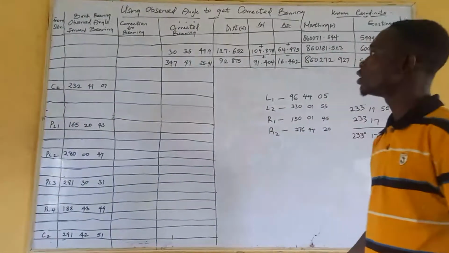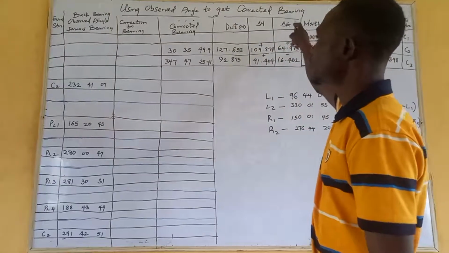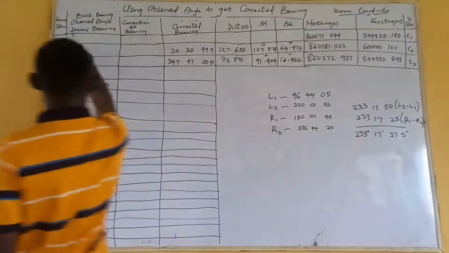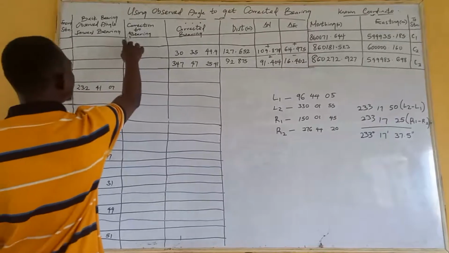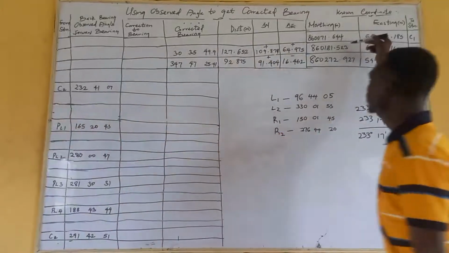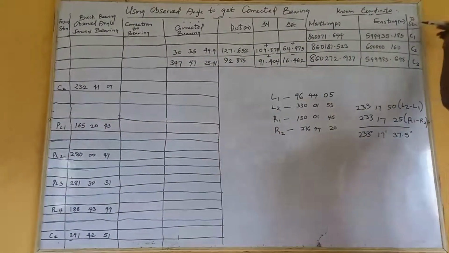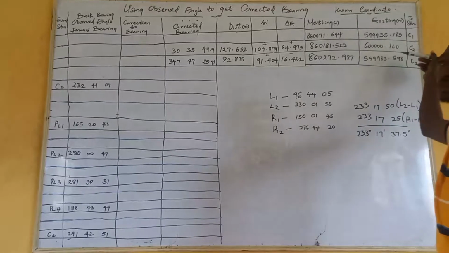Today I'm going to show you how to use observed angle to get corrected bearing. On the board I have from station, back bearing, observed angle, forward bearing, correction to bearing, and I have my 3 coordinates, a node coordinate whereby you reference your job to.